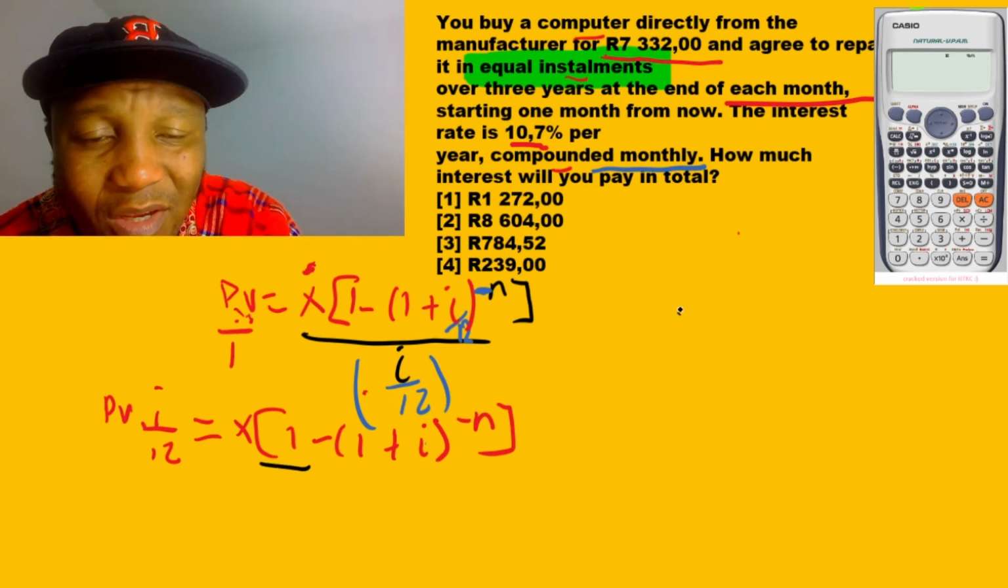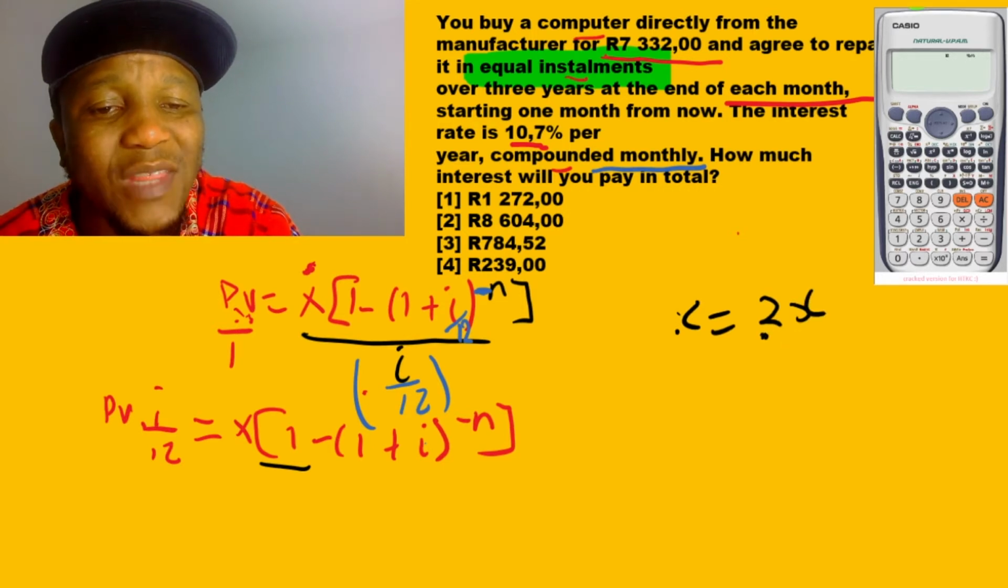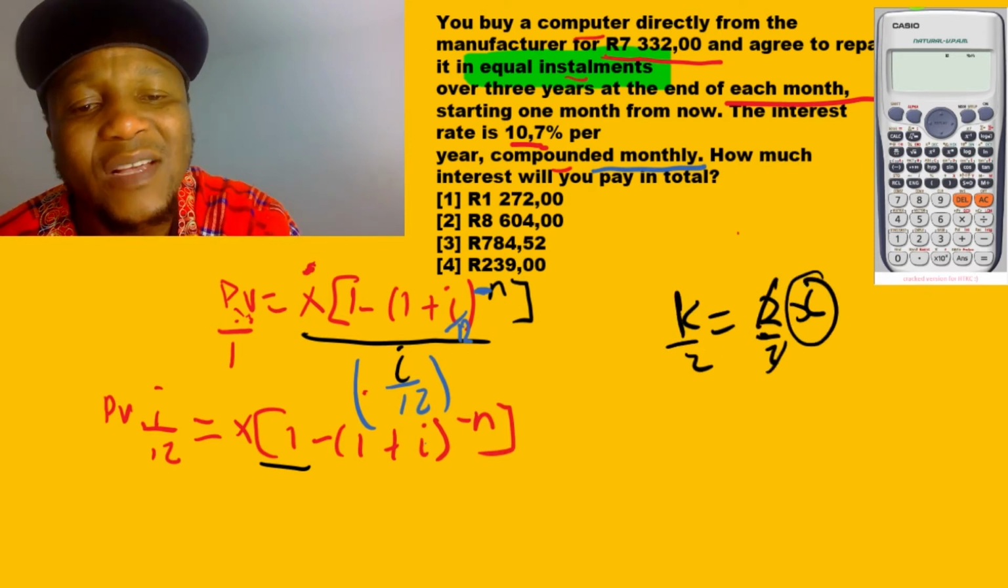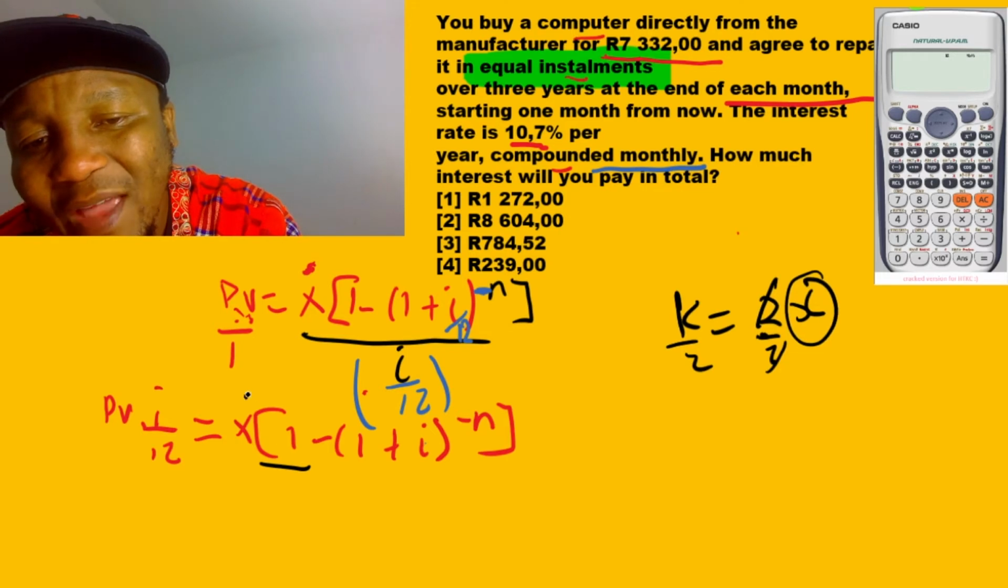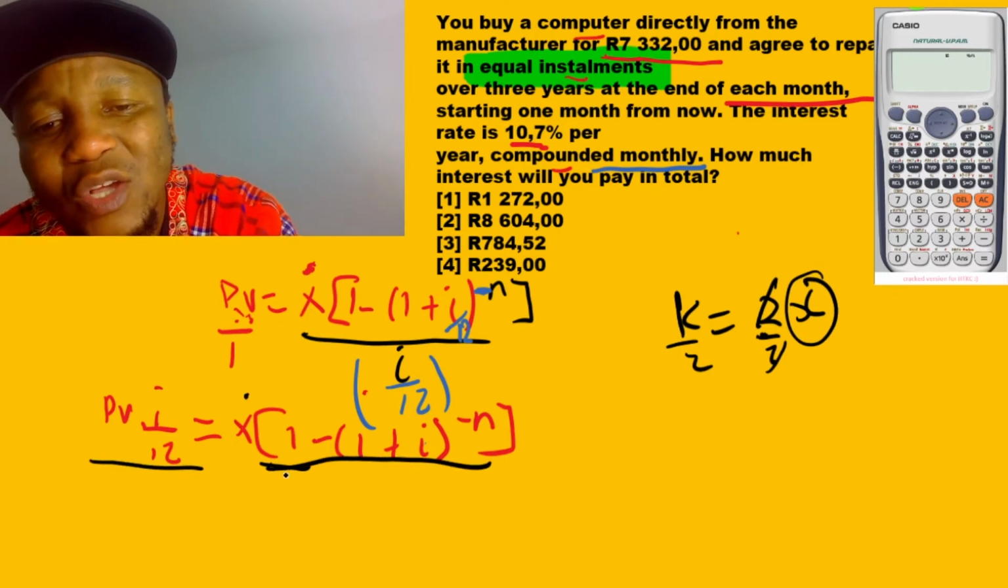Like, if somebody gives, let's say, k equals 2x, how am I going to get the value of x? Divide by 2, divide by 2. See? This and this cancel, and I'm left with x. So same here: if I want to get the value of x, I have to divide throughout by this. So I'm going to divide by 1 minus (1 plus i) to the negative n.